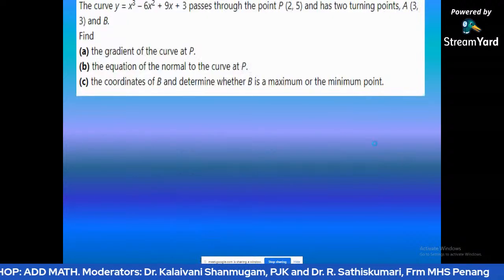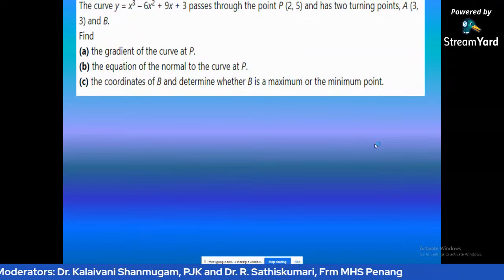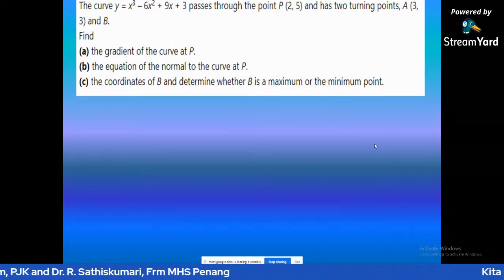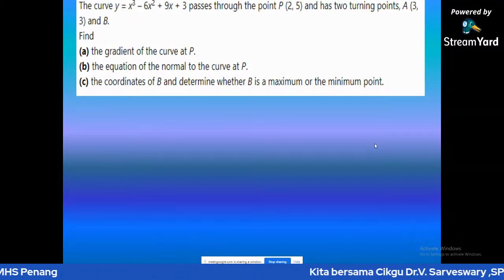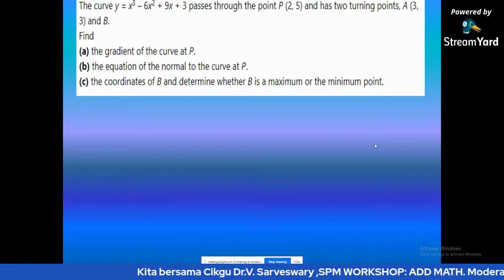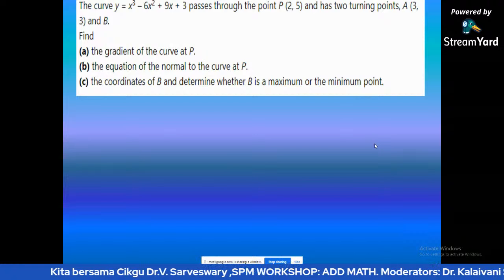Now let's have a look at this question. I don't have time to give you all 1 minute or 2 minutes to do it now, so we will do it together. The curve y equals x cubed minus 6x squared plus 9x plus 3 passes through the point P(2, 5) and has two turning points.